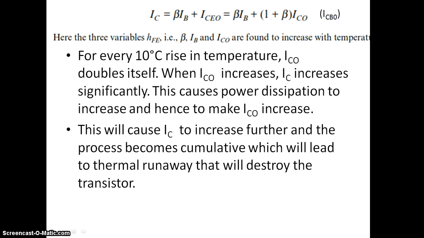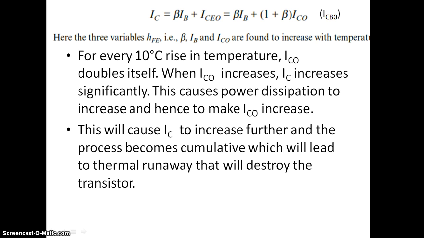This equation represents the collector current: IC equals beta IB plus ICE0, where ICE0 is the reverse saturation current. We replace ICE0 with (1 plus beta) times IC0, so IC equals beta IB plus (1 plus beta) IC0. Here the three variables, HFE, that is beta, IB and IC0, are found to increase with temperature. For every 10 degree rise in temperature, IC0 doubles itself. So when IC0 increases, IC increases significantly.